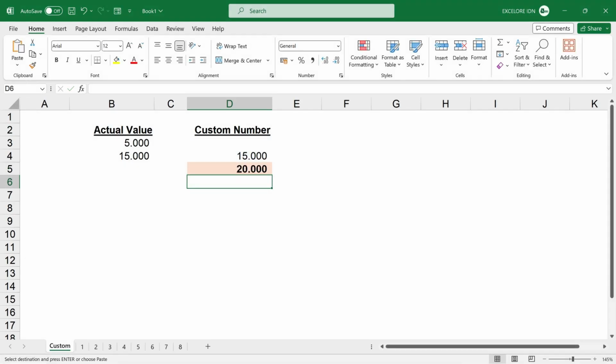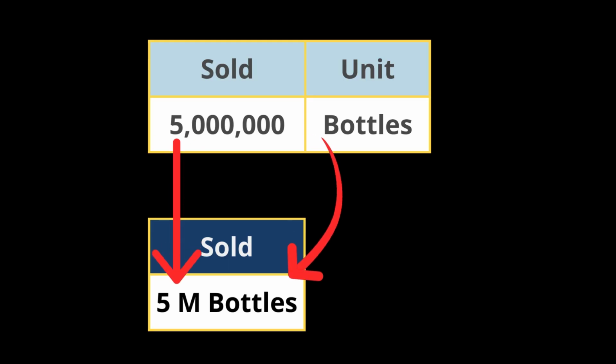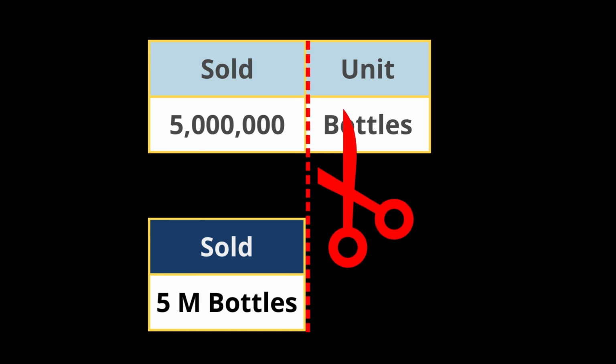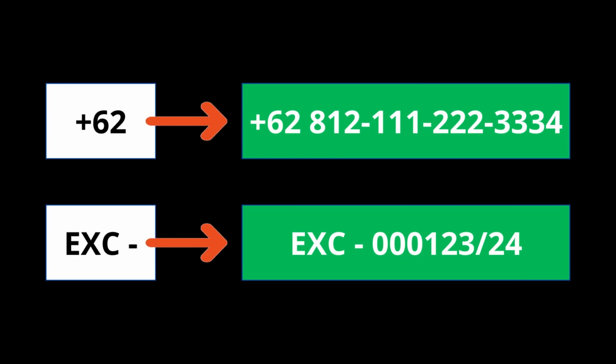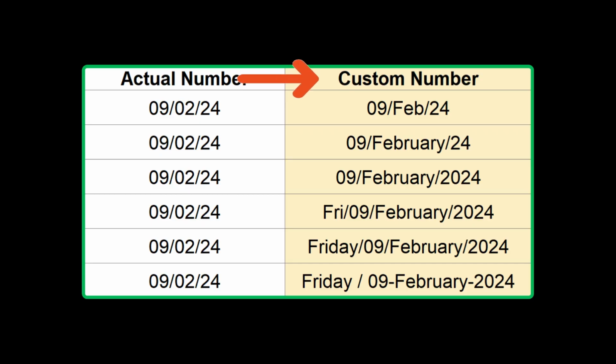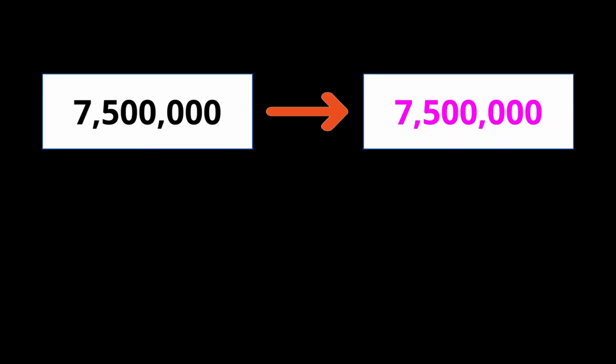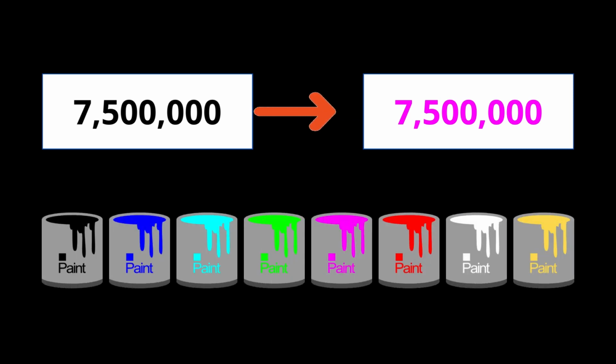Another benefit includes rounding numerical values. You can reduce the width of the columns in your report. Adding numbers, letters, or characters alongside the actual value, such as telephone numbers or standard invoice numbers. Modifying the format for date and time. Changing the color of the actual value using one of the 8 available colors.